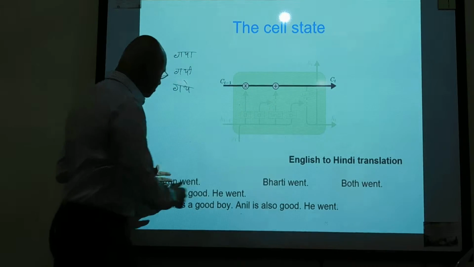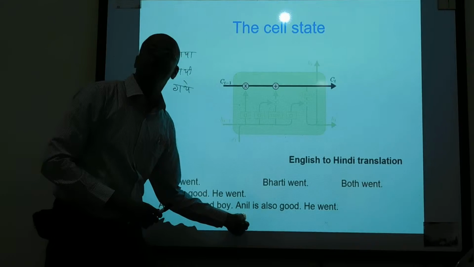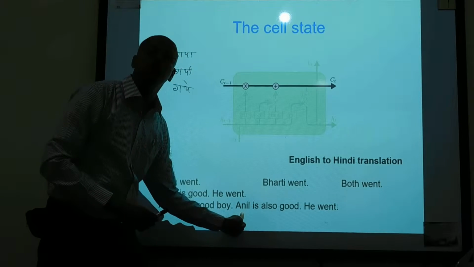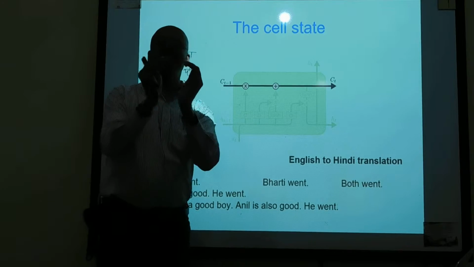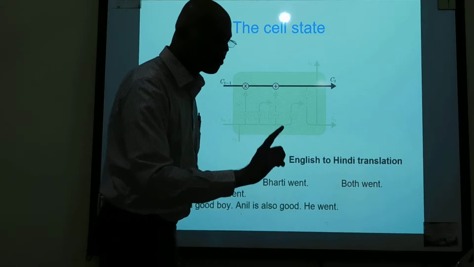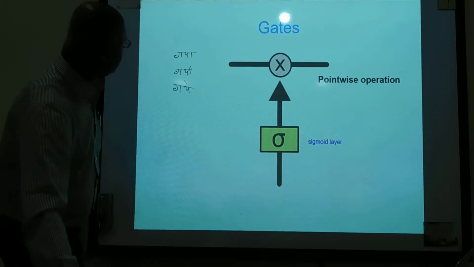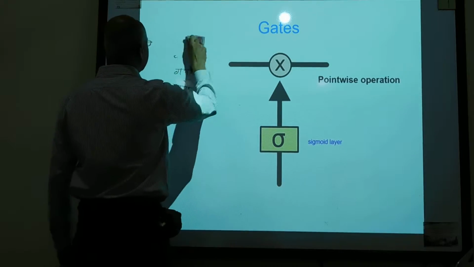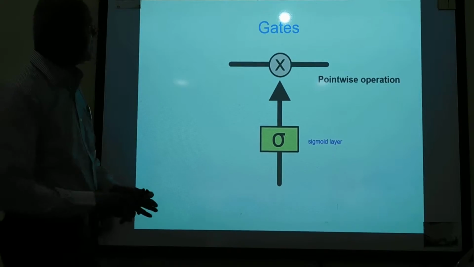Remembering various kinds of information and forgetting some things and replacing them with something else based on the new input. These are done by gates. So let us talk about what the gates do. A typical gate looks like this in the LSTM schematics.